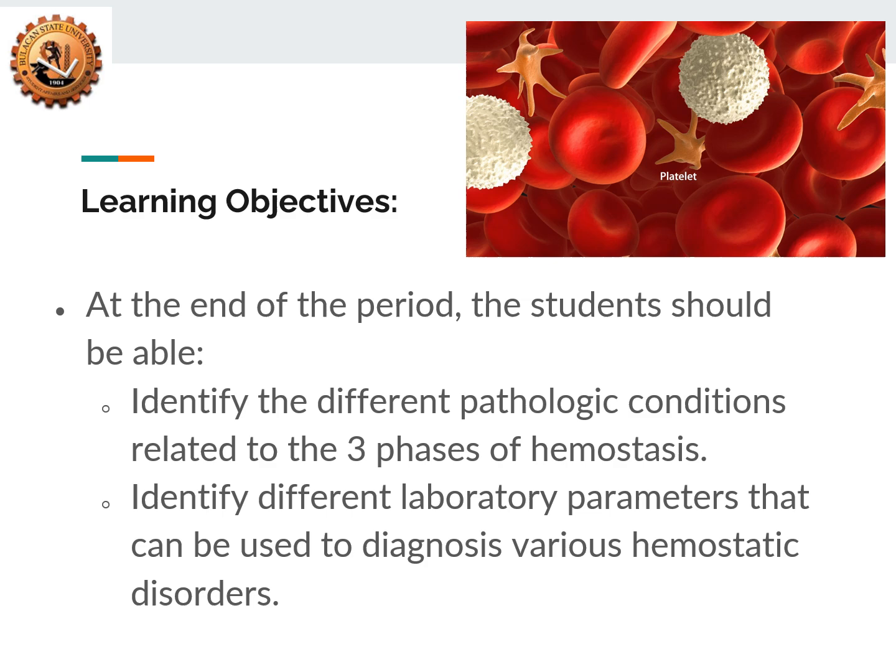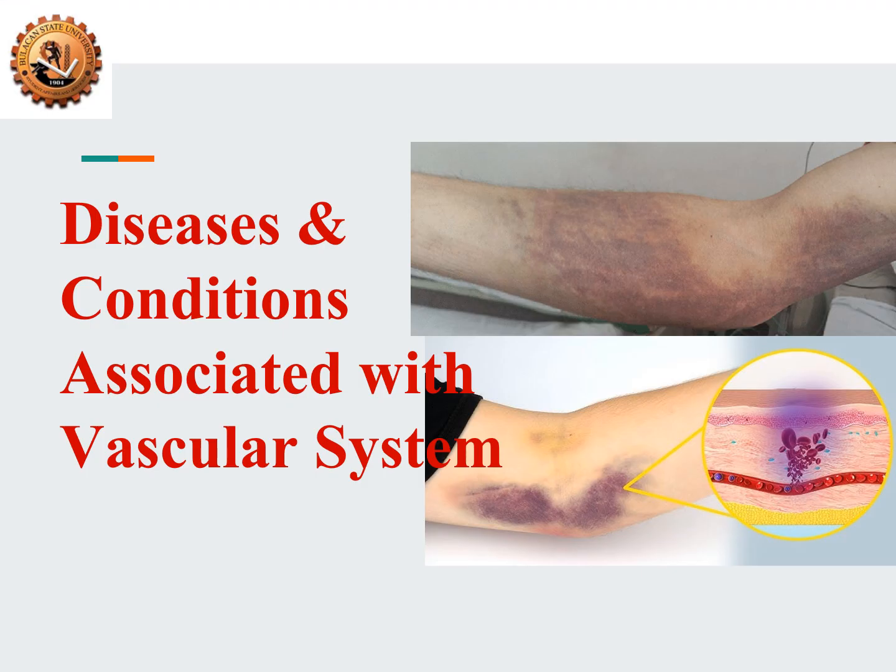We aim to achieve that at the end of the lesson, you will be able to identify the different pathologic conditions related to the three phases of hemostasis, and then identify the different laboratory parameters that can be used to diagnose these disorders. So our attention here will be on the diseases and conditions associated with the vascular system.